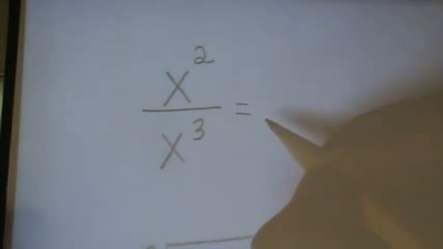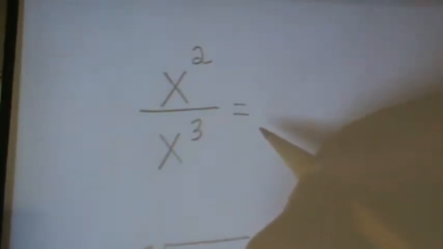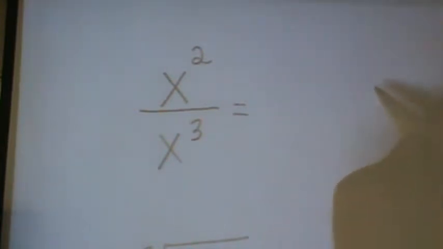Look at the first problem, x squared over x cubed. This is review. How would you simplify this? Can you simplify it? Yes or no? Yeah, it's x over x squared. Or no, wait, I don't think you can. Let's look at the visual picture.